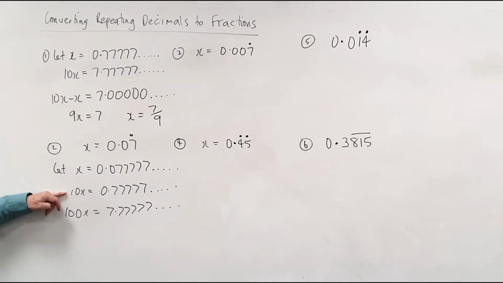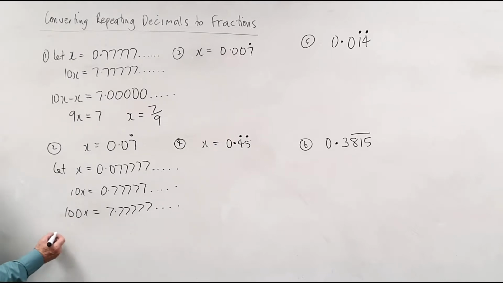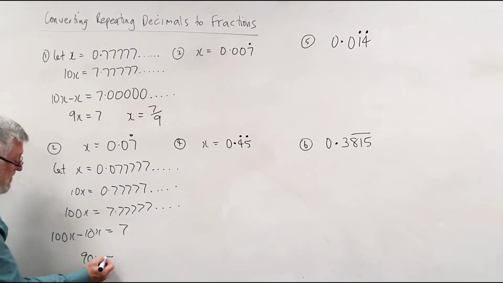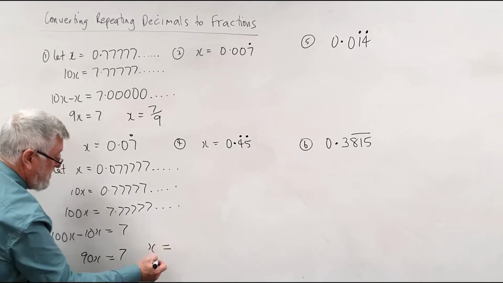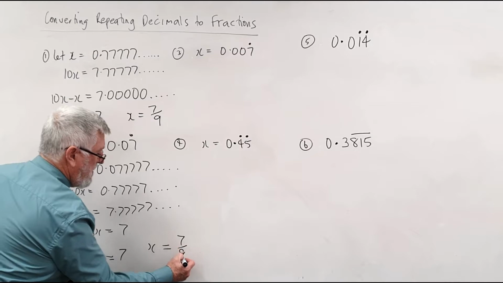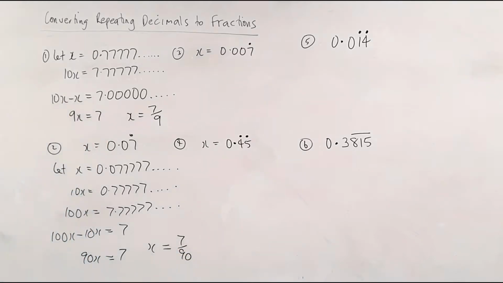So I said I was going to get you to explain it, and I explained it. So what do I get? 100x take 10x, I could write it that way if I wanted to, 100x take 10x equals 7. So 90x equals 7. So x equals 7 over 90. Grab your calculators and double check. Are we right? Aye.